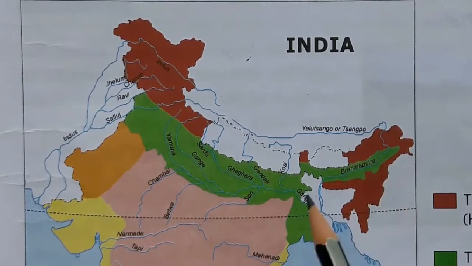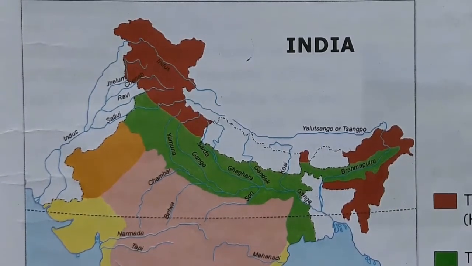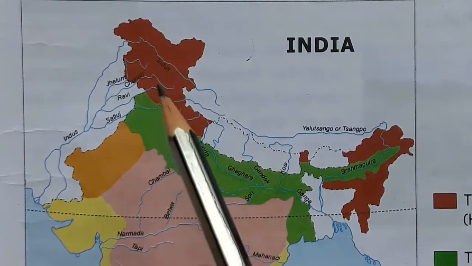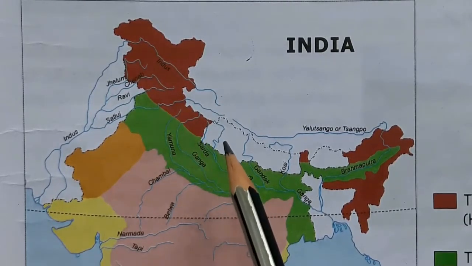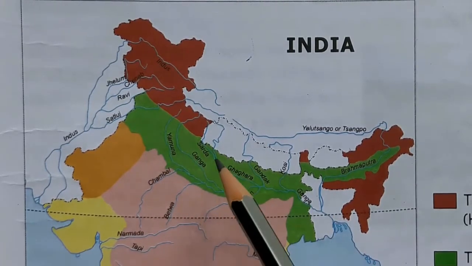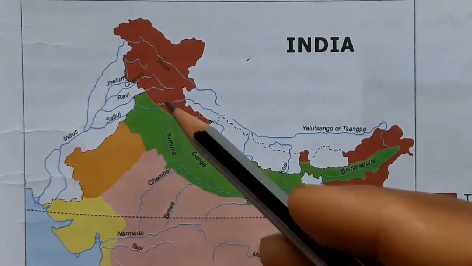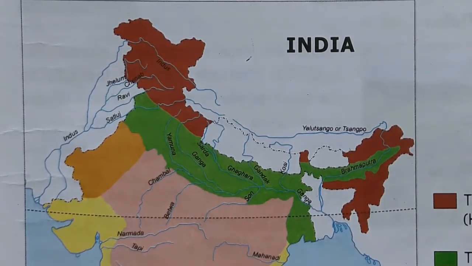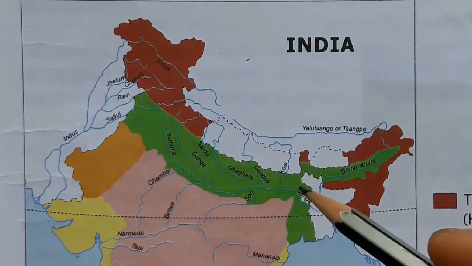Do you know where Mount Everest is? Mount Everest you will find in the Himalayas. This part of the Himalayas is situated in Nepal. So Mount Everest is not situated in India. You will find it in the Himalayan regions, but it is not situated in our country.